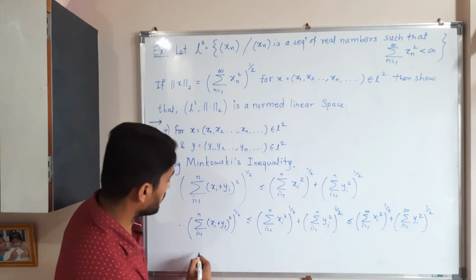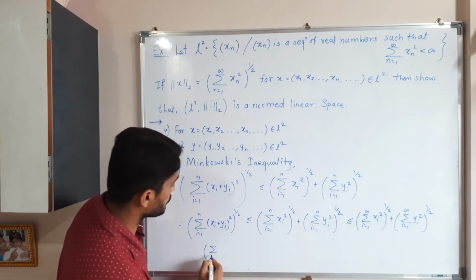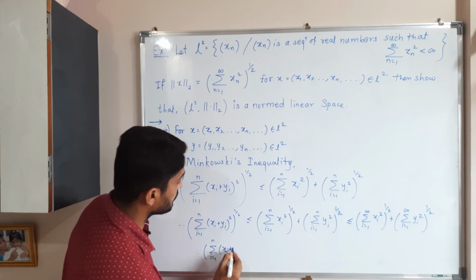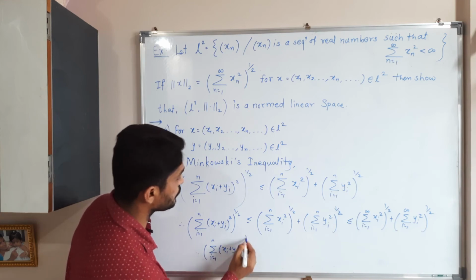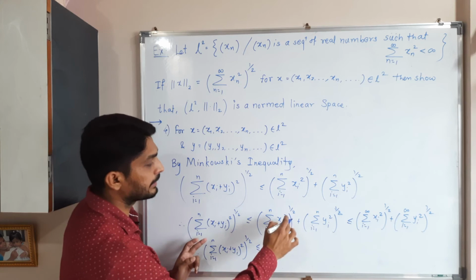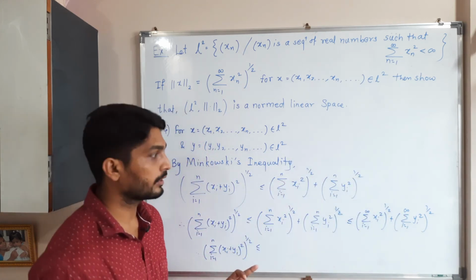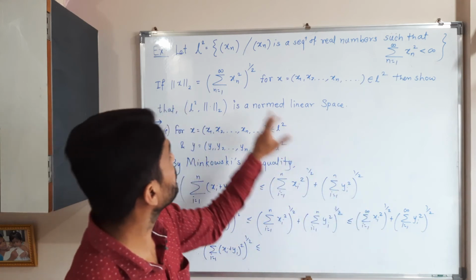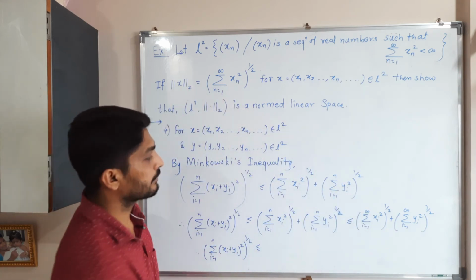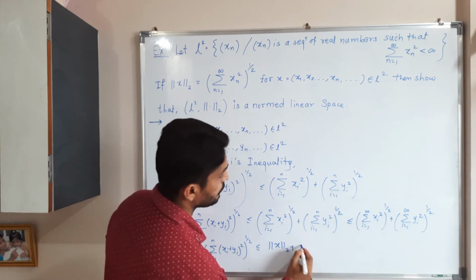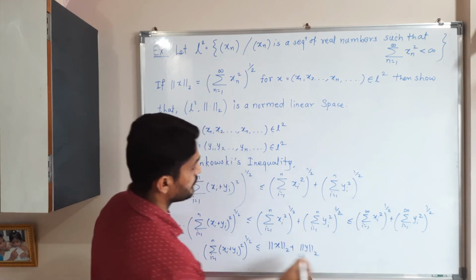Therefore, summation i running from 1 to n of (xi plus yi) square raised to 1 by 2. You know that if a is less than b and b is less than c, then we can write a is less than c, same thing. But this is nothing but the definition of norm x2, and this is the definition of norm y2. So that's why we got this one.